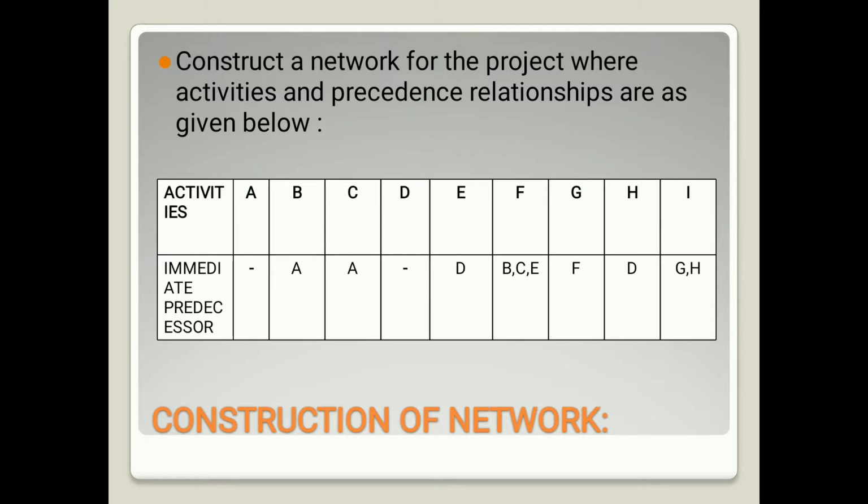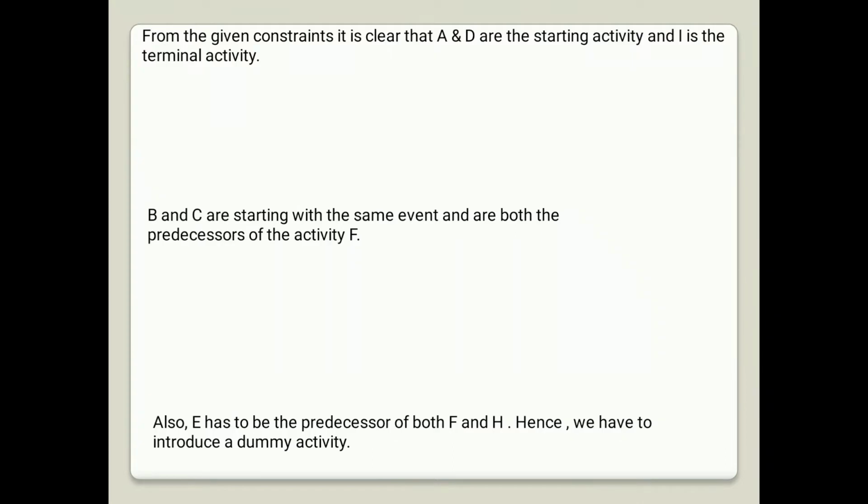Now let's see how to construct a network diagram. From the given constraints it is clear that A and D are the starting activities and I is the terminal activity. See here, these are the starting events, and B and C are starting with the same event. Here B and C are starting with A. So we are drawing a circle with B activity and C activity.